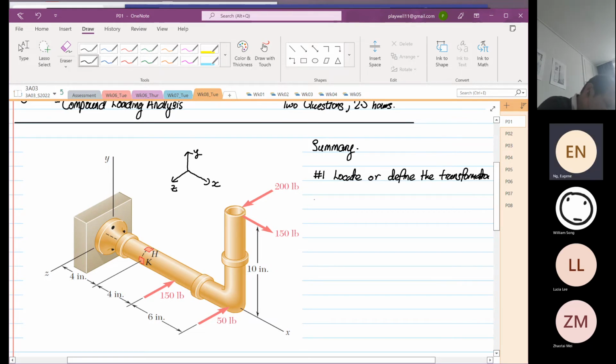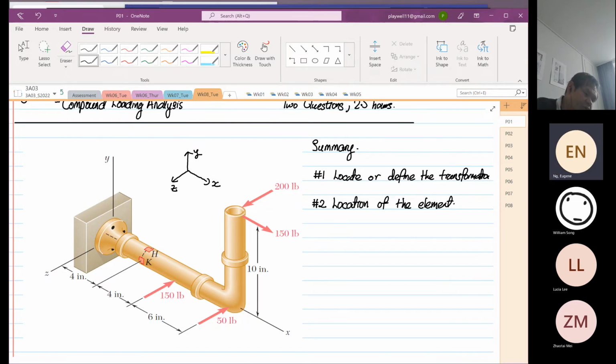Okay. Then the next thing that we have to identify is the location of the element. Okay. We have to define the location of the elements. So in this question, the locations of the elements are given. Okay. When you become a professional engineer, it is not necessarily given.